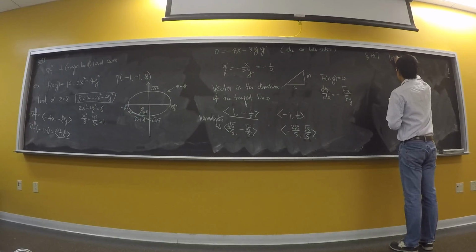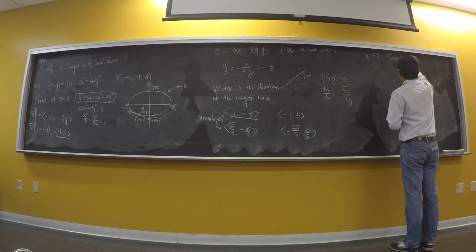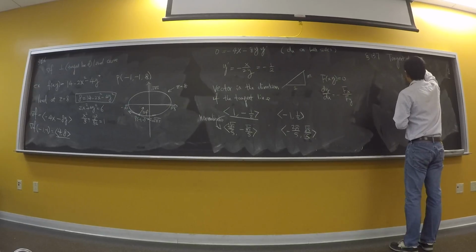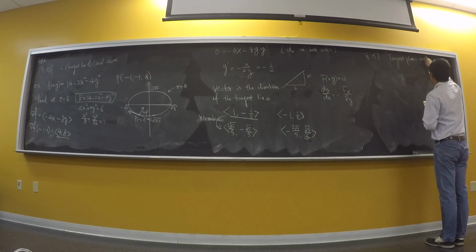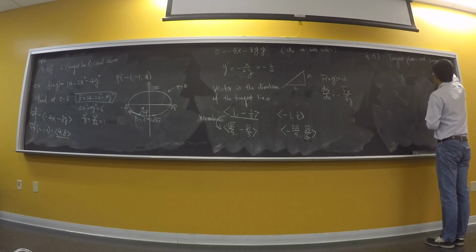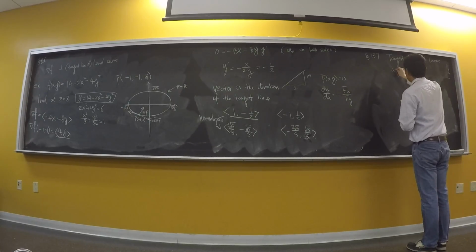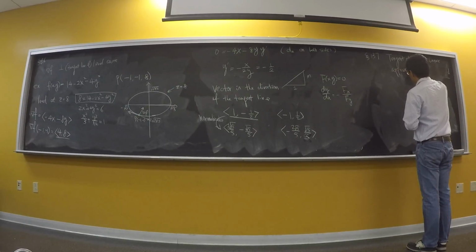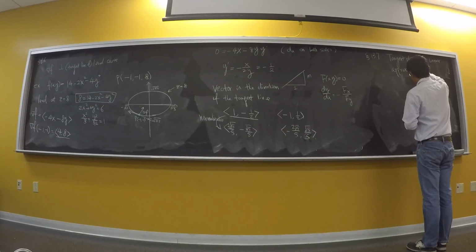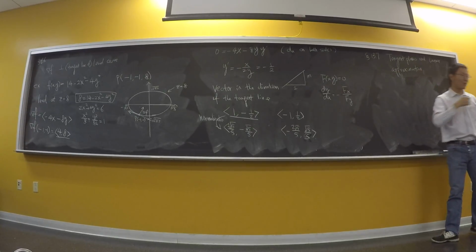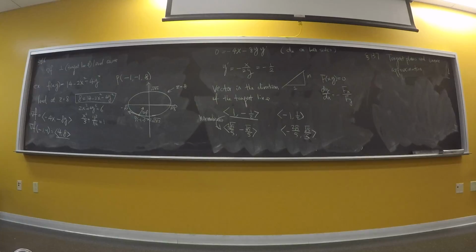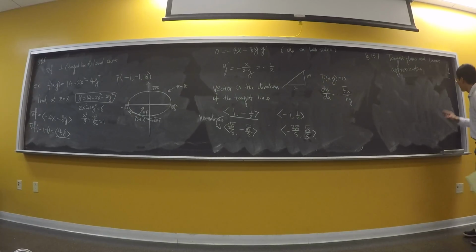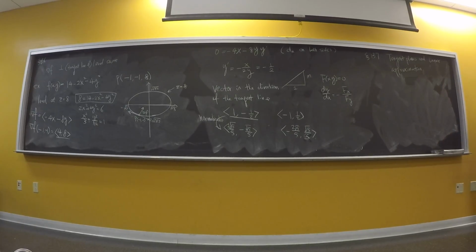way. So this is the so-called tangent plane and linear approximation. Okay, linear approximation. Okay, so I want to recall again what the partial derivatives are about.